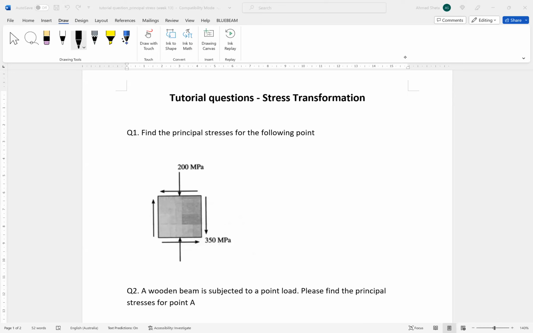Okay, nice. So today we have our last tutorial question. It talks about the stress transformation, or how to get the principal stresses. Our first question is a very simple one, and it asks us to find the principal stresses for the following point or element. As you can see, for this element, we have some stresses given to us.